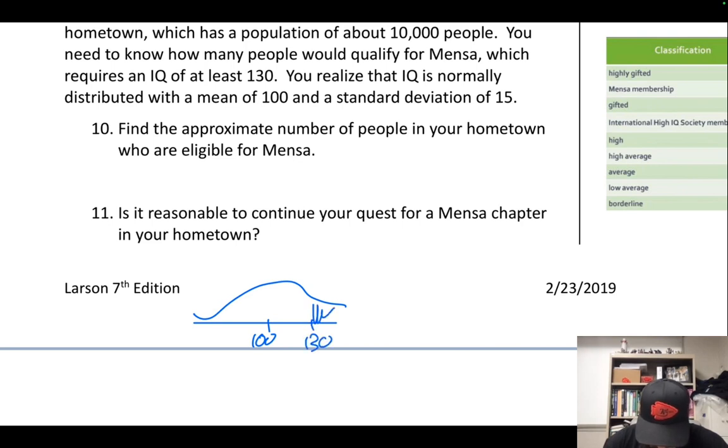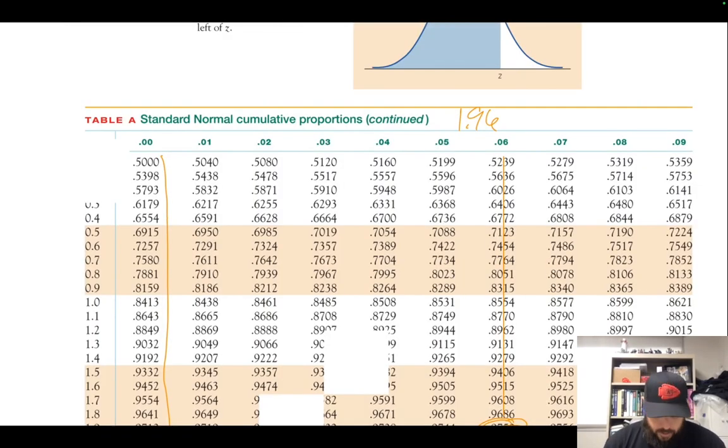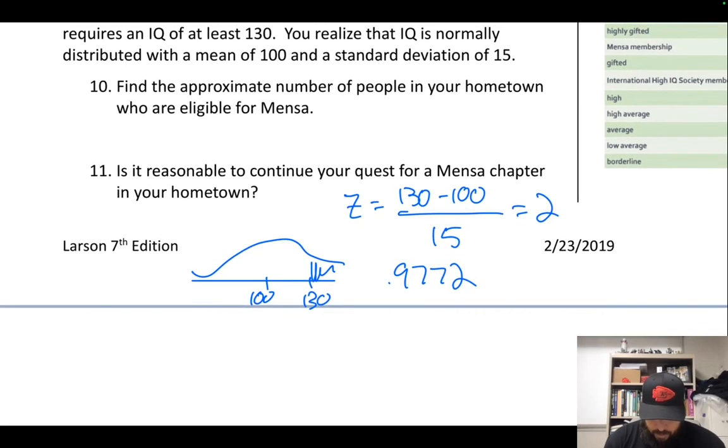So using our sketch again, we got 100. We want greater than 130. So z is equal to 130 minus 100 divided by 15, which we know from above is 2 z-scores or 2 standard deviations away. All right, so we'll take our 2 into our table here, and we're going to look for exactly 2. So there's 2.0, so 0.9772. And then 100 minus that, 97.72, gives us a percentage of 2.28. All right, and so 2.28% of the population will qualify.